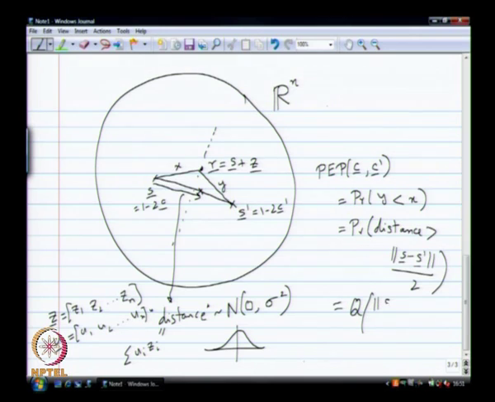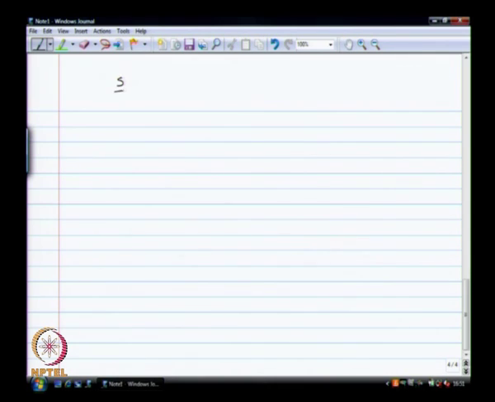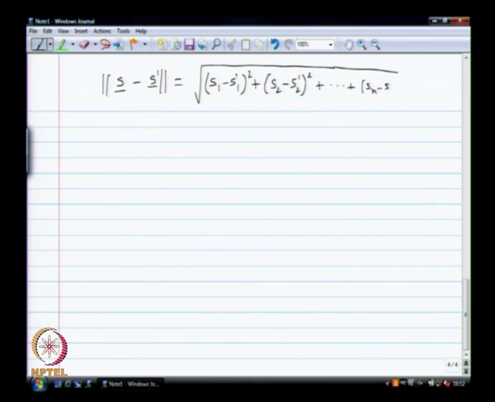Okay, so let us say S minus S prime by 2 sigma. So it is as simple as that. Now what is S minus S prime? Let us look at S minus S prime a bit more closely. S minus S prime norm is the square root of what? It is going to be summation. I drew a long square root, so let me write it down. S1 minus S1 prime squared plus S2 minus S2 prime squared plus so on till Sn minus Sn prime squared.